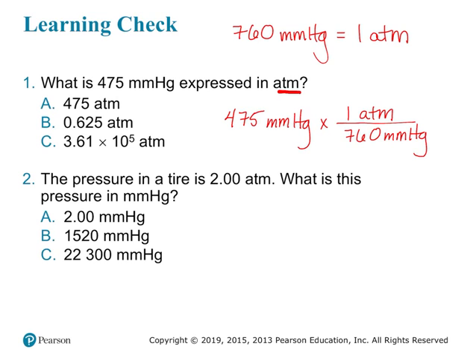All right, and what should that give us? Okay, so we know that this is not a direct relationship, so we can cancel out A. And C is quite high, and we're just taking 475 and dividing that by 760. So C is likely not our answer. So it would be B. And of course, you can verify that on your calculator. Okay, what about number 2? If you want to try this one on your own, you can pause the video, and then we'll go over that together.